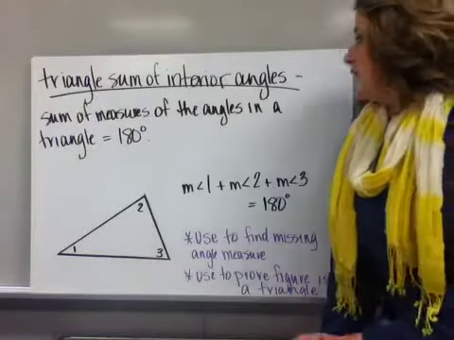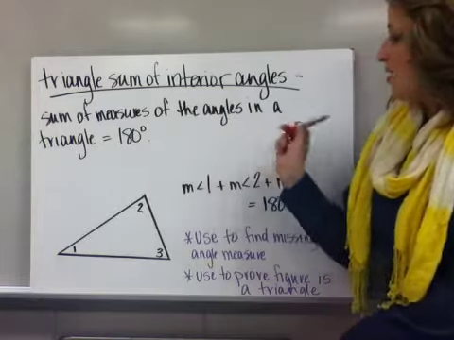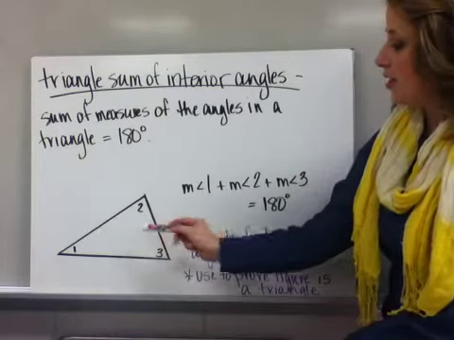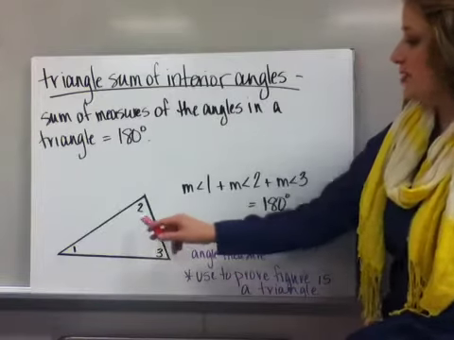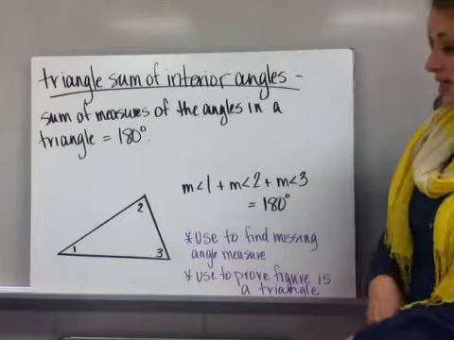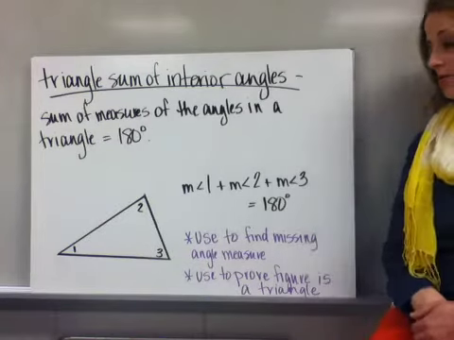The triangle sum of interior angles. This means that the sum of the measures of the angles in a triangle equals 180 degrees. So we have a triangle here. The measure of angle 1 plus the measure of angle 2 plus the measure of angle 3 has to equal 180 degrees. There are two ways that this fact is used.